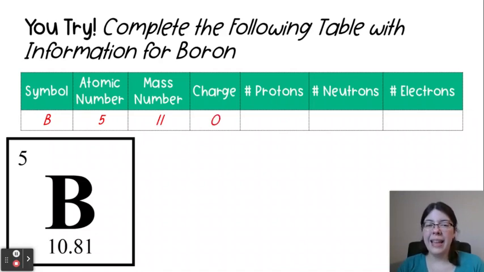And now we can get down to the protons, neutrons, and electrons. So the atomic number always tells us the number of protons, so we're going to have 5 protons. To get the number of neutrons, we're going to take the mass number, which is 11, and subtract the atomic number, which is 5. So 11 minus 5 gives us 6 neutrons. And then to find the number of electrons, because our atom is neutral, it has no charge, the atomic number is going to be equal to the number of electrons for this case. So we have 5 electrons as well.